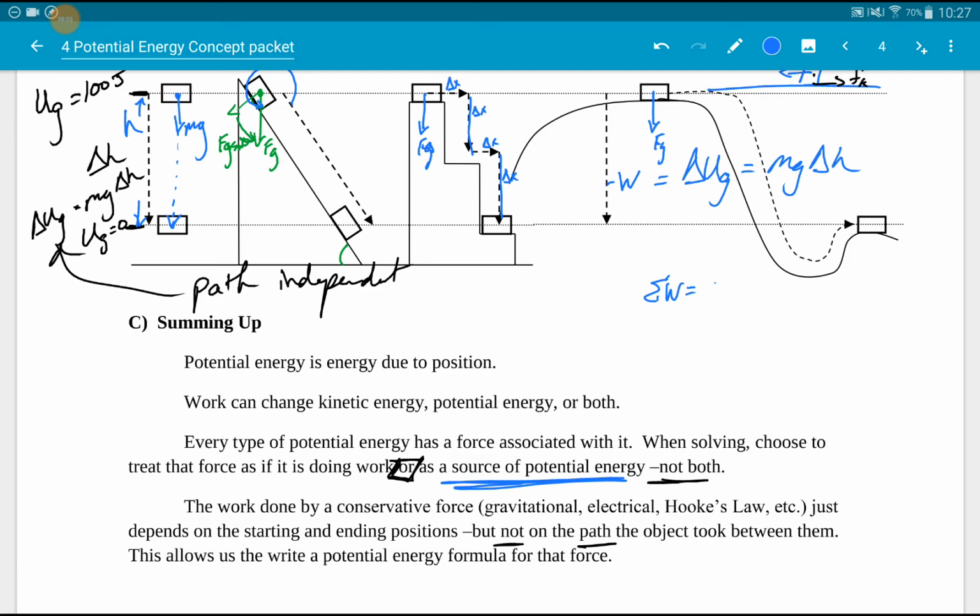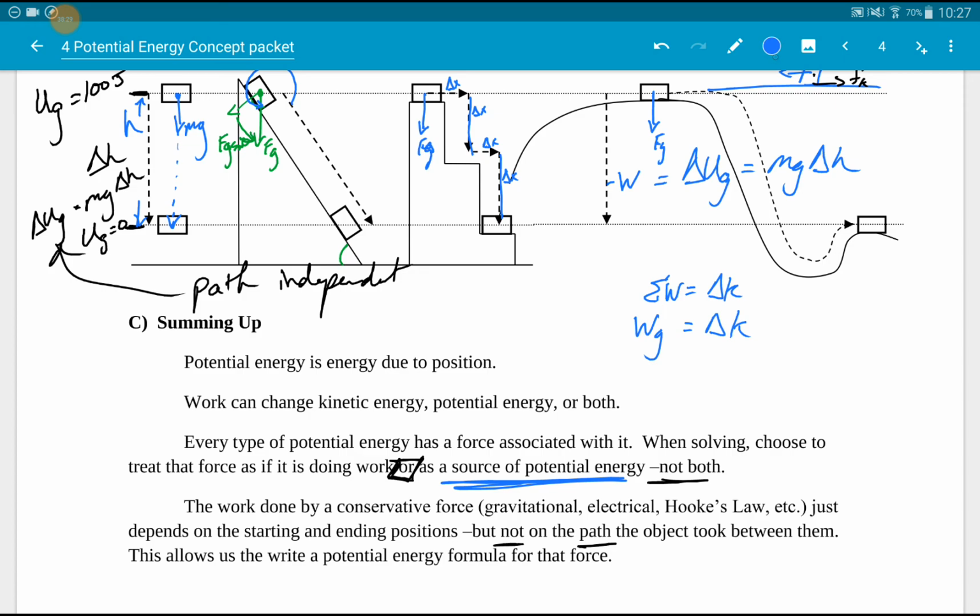If I sum up the work, we know that's equal to the change in kinetic energy. We know that the work is equal to the change in kinetic energy, so this is the work-kinetic energy theorem. If I did it for the first case over here of the rock just falling down, I only have the force of gravity on it, so I would only have this work that gravity is doing on it, and that's equal to the change in kinetic energy.